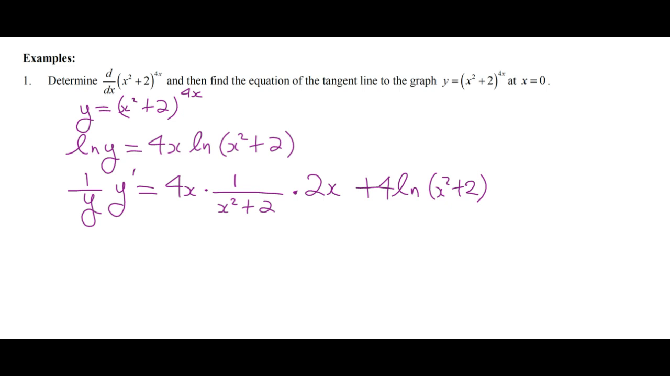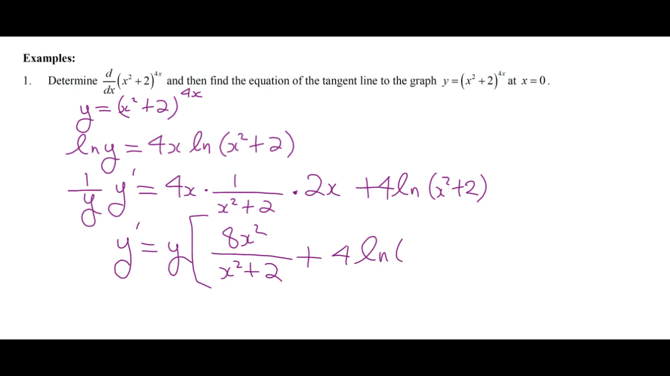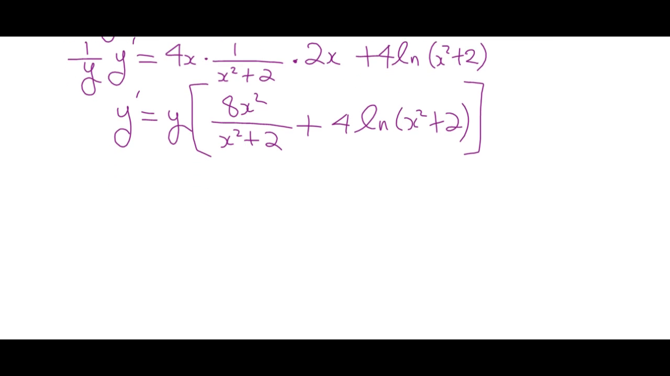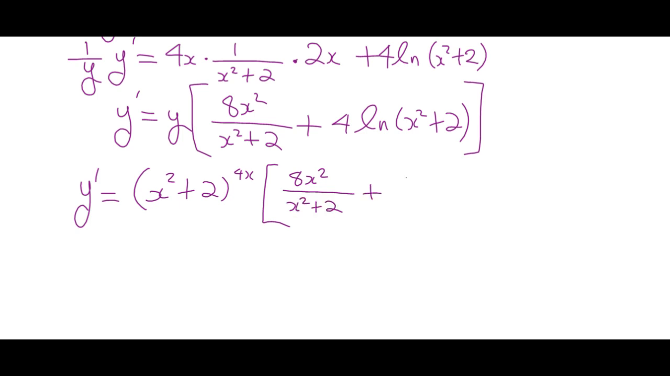Now I want to simplify, right? So I say y prime is y times, so we've got 8x squared, and we're just going to substitute for y. So we got the expression. So y prime is equal to y, x squared plus 2 to the 4x. Okay, and I think that's good enough, right?